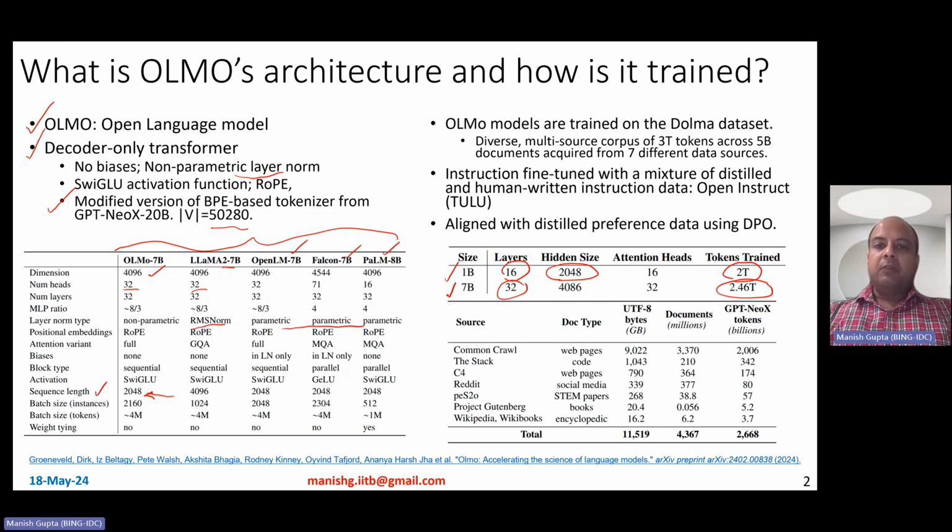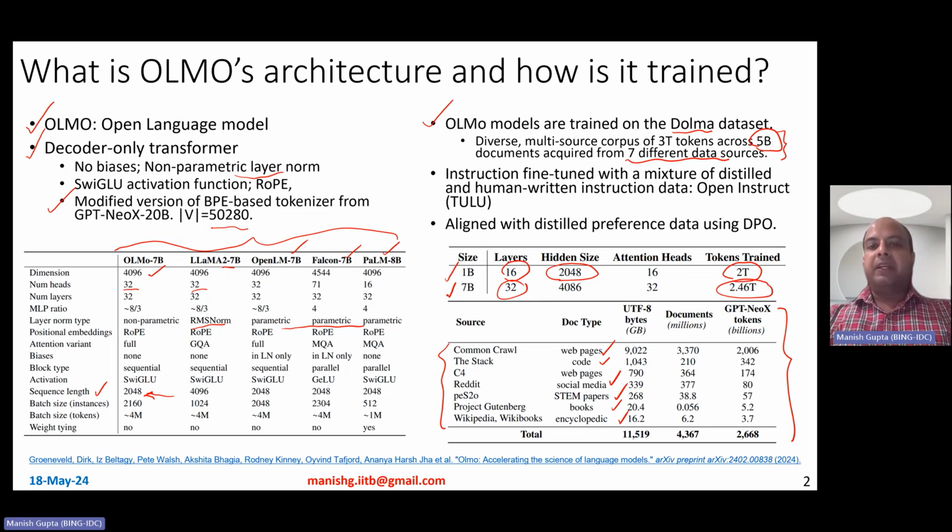Okay. All models have been trained on the dataset called the DOLMA dataset. Now, DOLMA is a diverse multi-source corpus taken from 7 different data sources with 3 trillion tokens and 5 billion documents. The 7 different sources are mentioned here: Common Crawl, the Stack, C4, Reddit, and so on. And as you see, it is diverse because it contains documents like web pages, code, social media documents, STEM papers, so scientific papers, books, encyclopedia, and so on. So overall it's 5 billion documents covering about 3 trillion tokens.